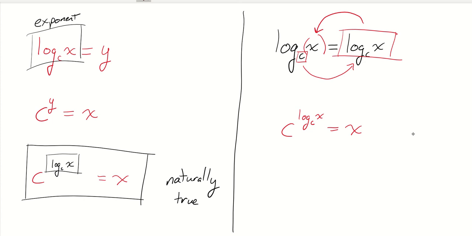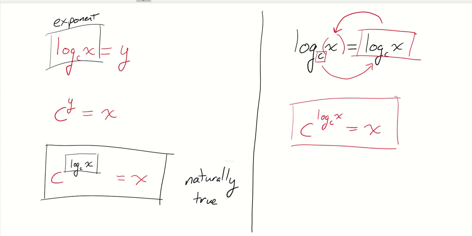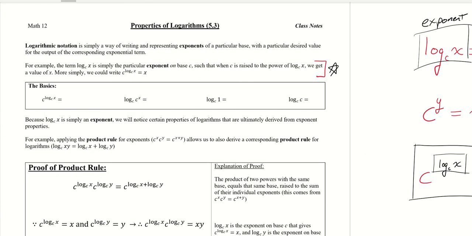So from this sort of trivial statement, we can see maybe more clearly why this relationship is true. And that's explained here. The term log base c of x is simply a particular exponent on base c, such that when c is raised to the power of log base c of x, we just get the value of x, right?